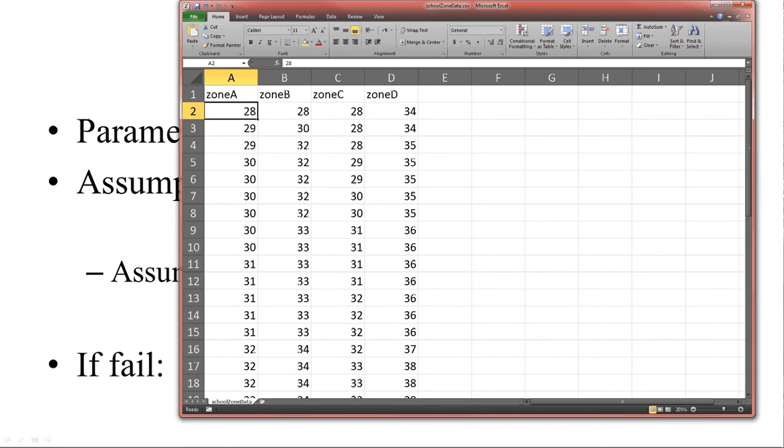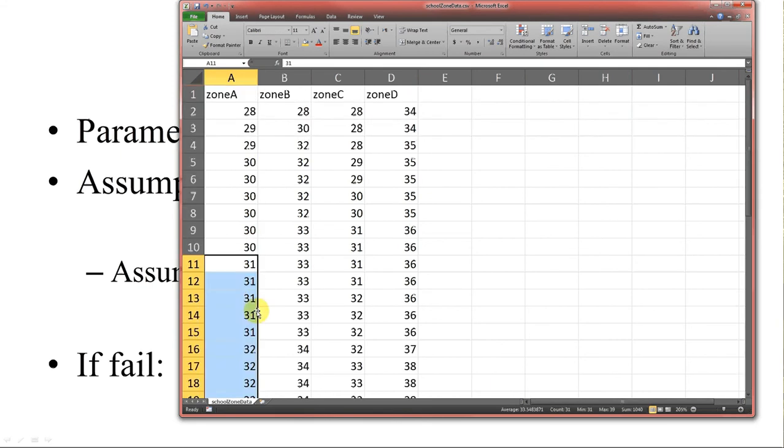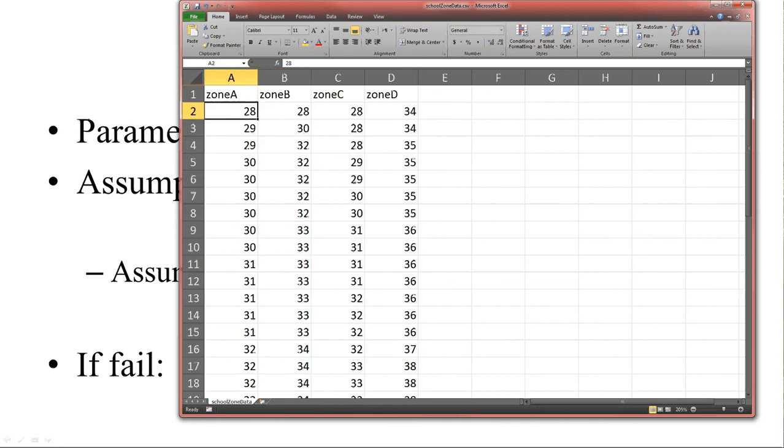Plus, we're going to have to specify the alternative hypothesis. So the number of successes in zone A, the number going faster than the speed limit, is going to be 31. For A, the number of successes in B is 38. So let's hop over to R.